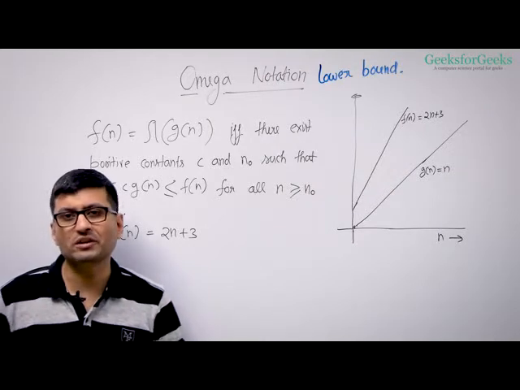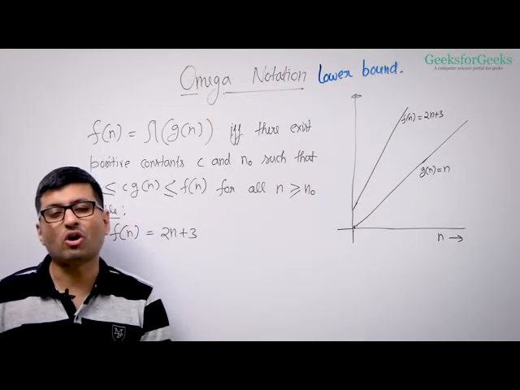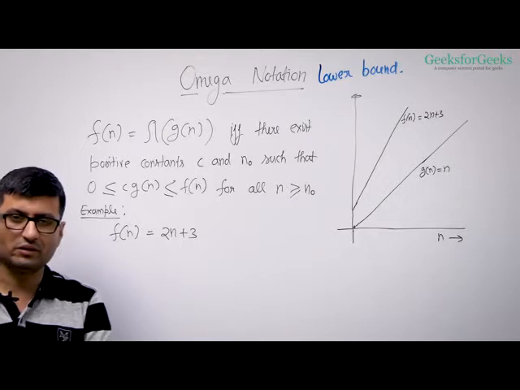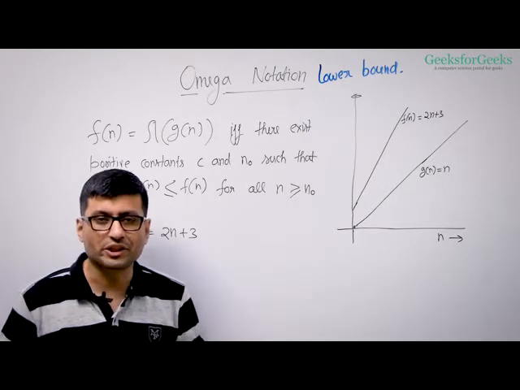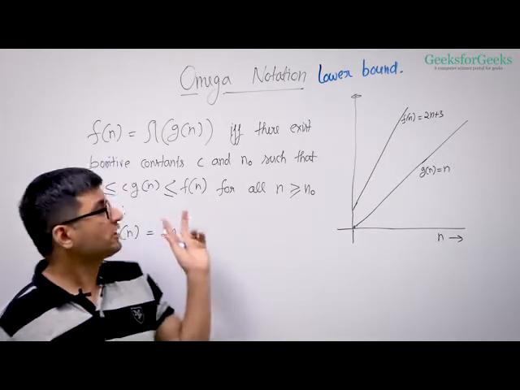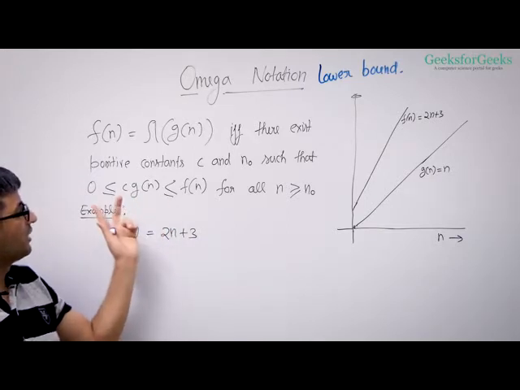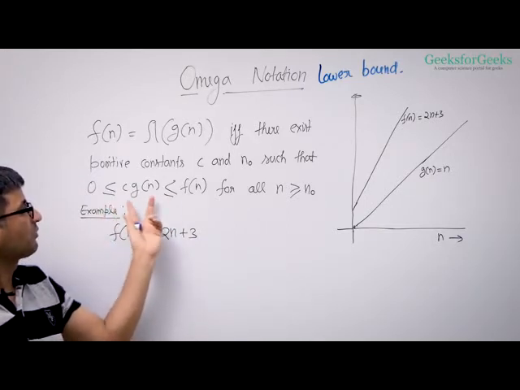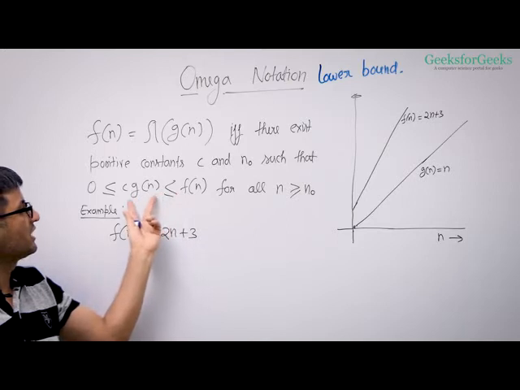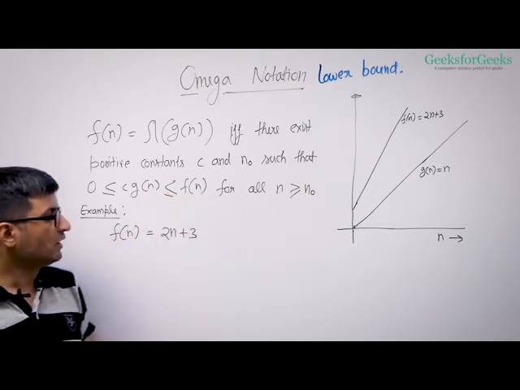Like big O notation, here also we talk about large values of n, right? n tends to infinity. And this condition is just the opposite. In big O notation, we were saying f(n) is smaller than or equal to c g(n). Here we are saying c g(n) is smaller than or equal to f(n).